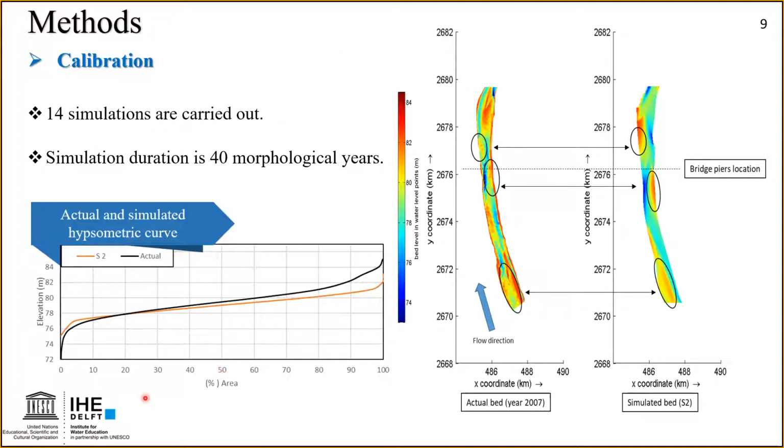On the left-hand side here we have the hypsometric curve for the actual and the simulated bed. We can see here that on the lower elevations, which refers to the pool side, the curves tend to converge, and they tend to diverge at high elevation, which refers to the bars.